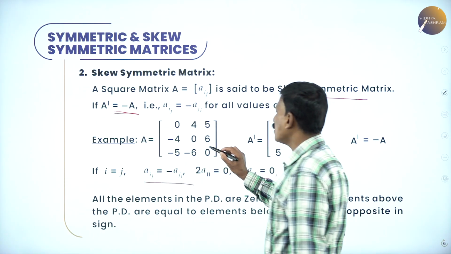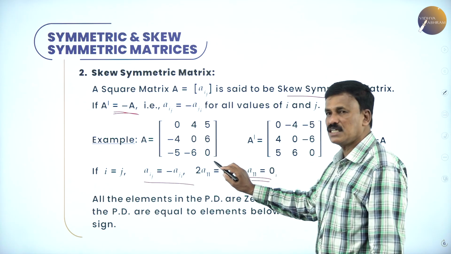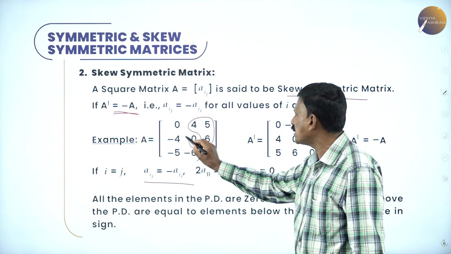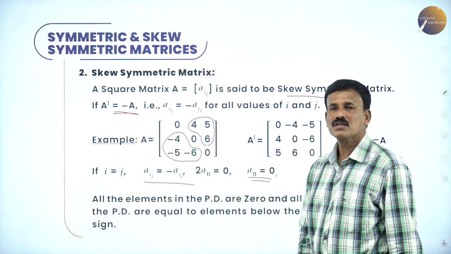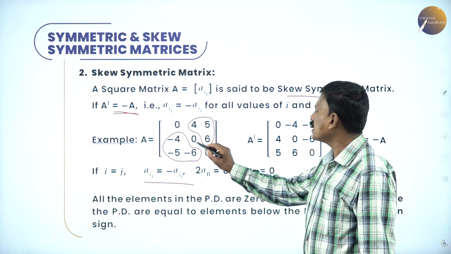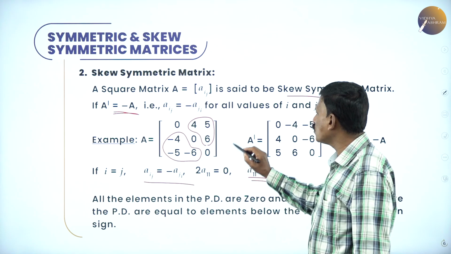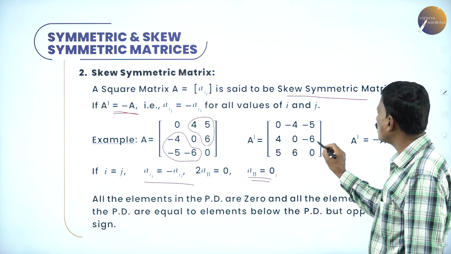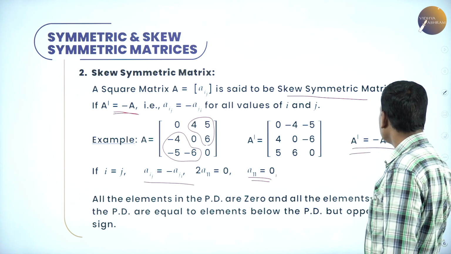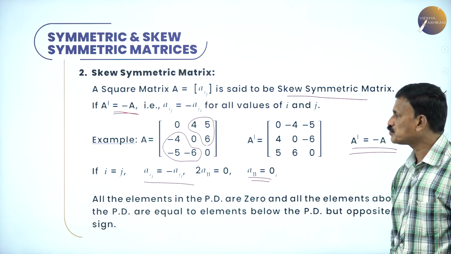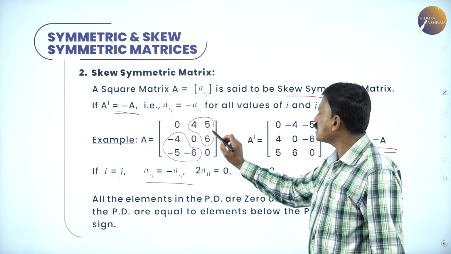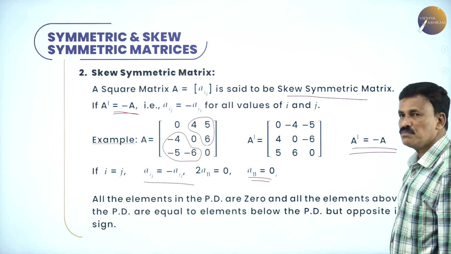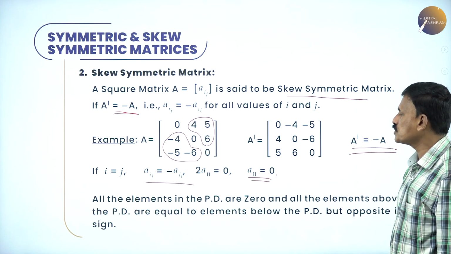See here, this is an example for a skew symmetric matrix. All the principal diagonal elements are zeros and all the elements above the principal diagonal must be equal to elements below the principal diagonal but opposite in sign. So A is equal to 0, 4, 5, minus 4, 0, 6, minus 5, minus 6, 0. If I transpose it, 0, minus 4, minus 5, 4, 0, minus 6, 5, 6, 0, you are going to get a negative matrix, that is A dash is equal to minus A. See here, this is plus, plus, plus, here it is minus, minus and minus. So that means A dash is equal to minus A. Such a matrix is called a skew symmetric matrix.